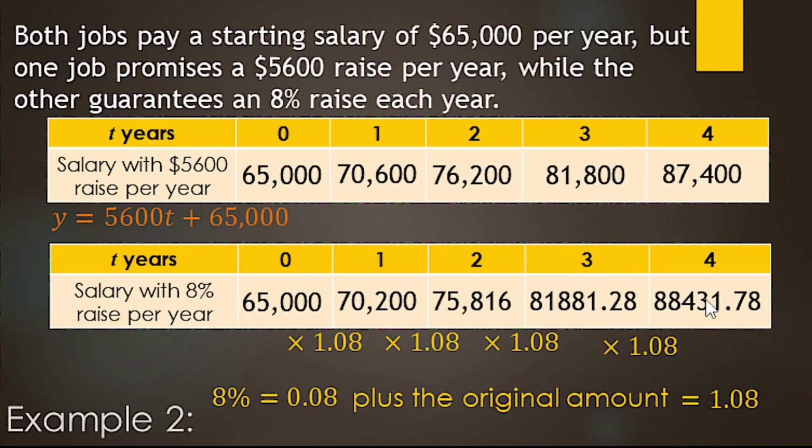He started out slower on this 8% raise, but you can see that it's growing what we call exponentially. So on this top one, we're adding the same amount, linear. So here we're multiplying the same amount. So that's going to be an exponential function. So that's y equals a times b to the x. Okay, so here we go.